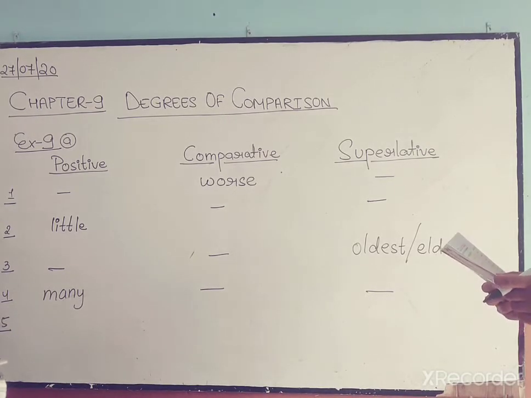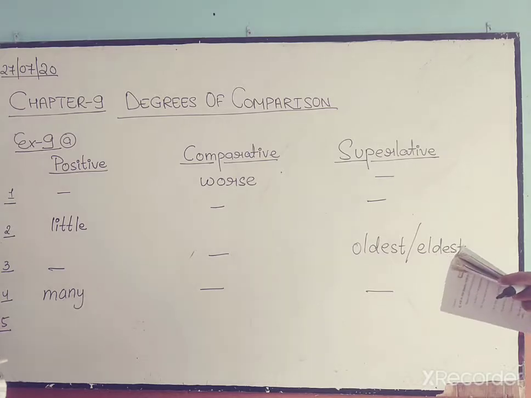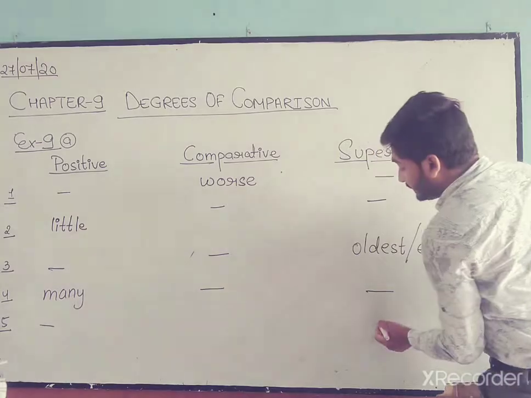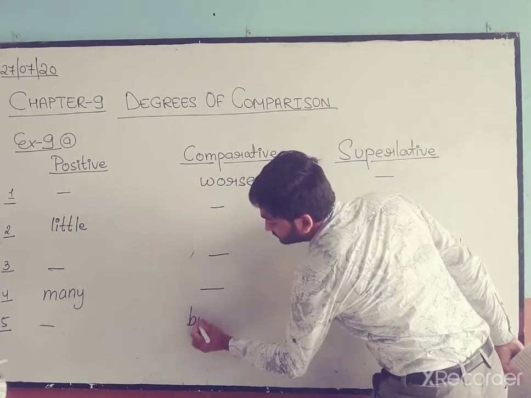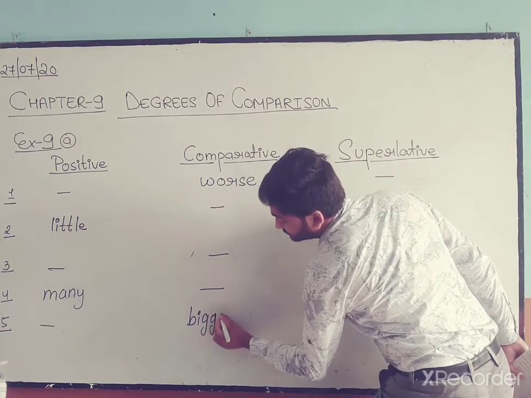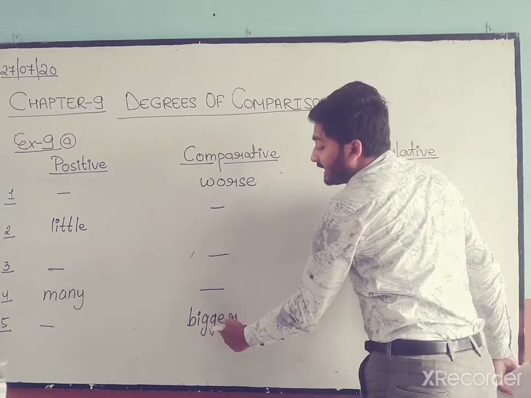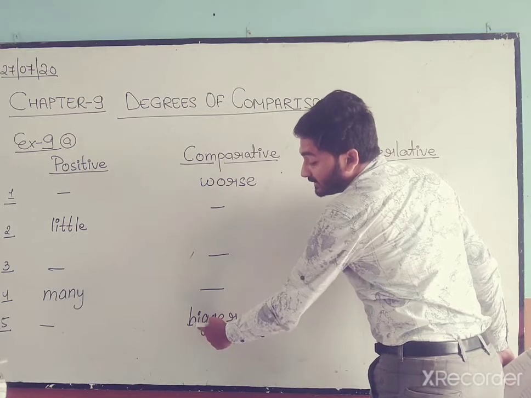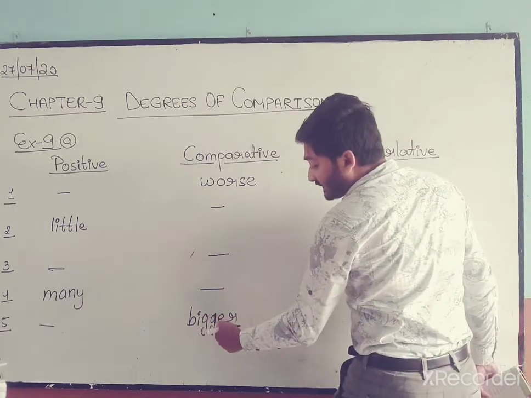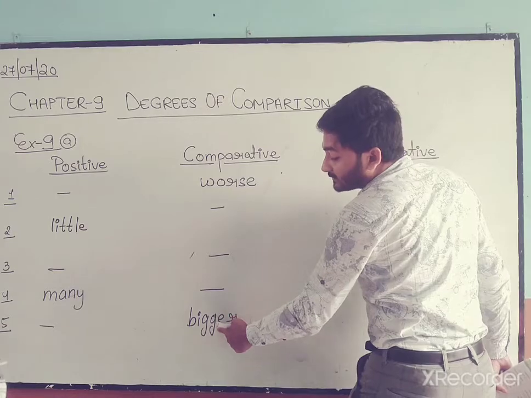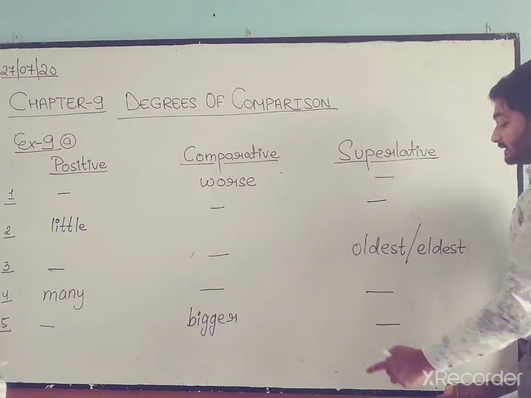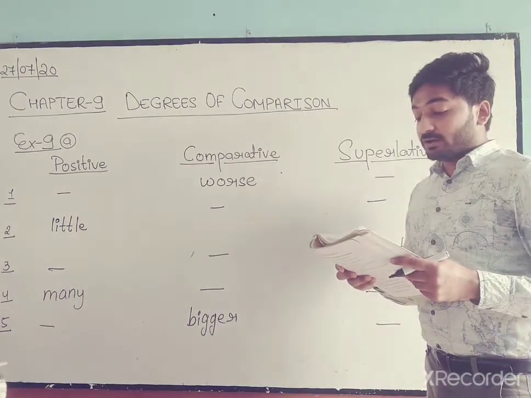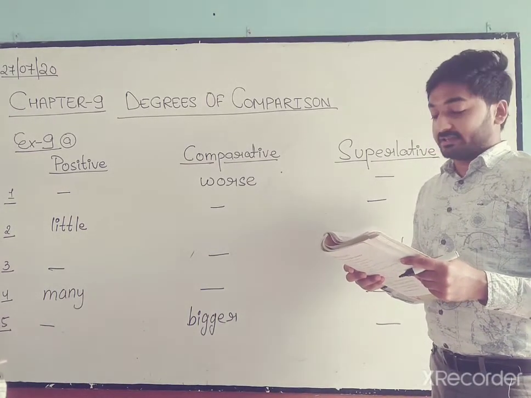Number five is big. Positive दिया है big and superlative दिया है biggest. We have to write the comparative one. What will it be? Bigger. And while we are writing double G, I have told you, when a vowel comes before the consonant, then what we do? We write that consonant two times. Then we add er. And the same happened in superlative as well. See the spelling of biggest. It is B-I-G-G-E-S-T. Yes?